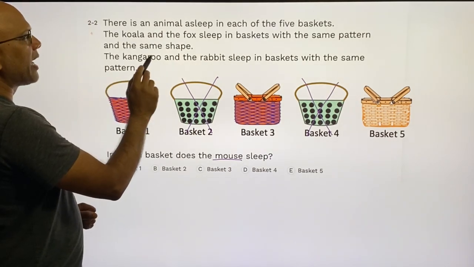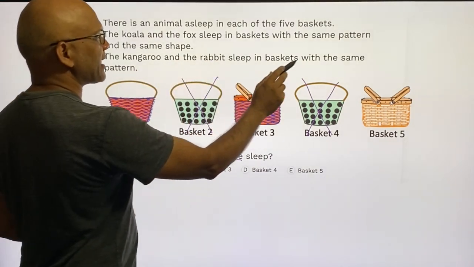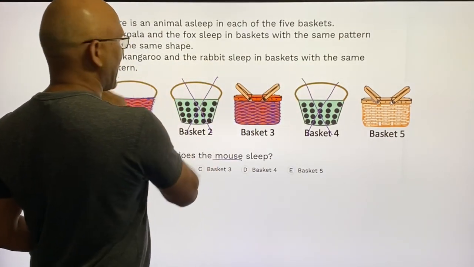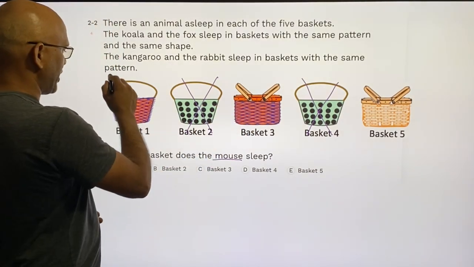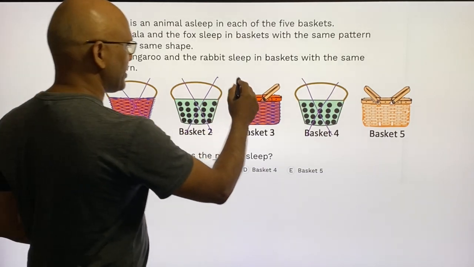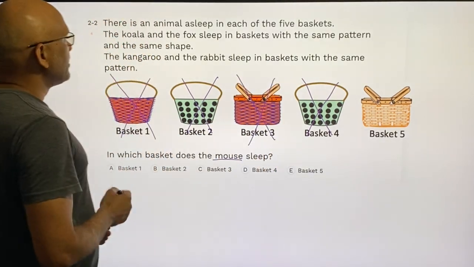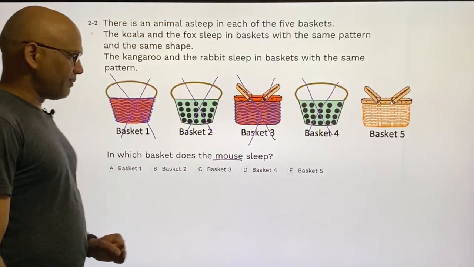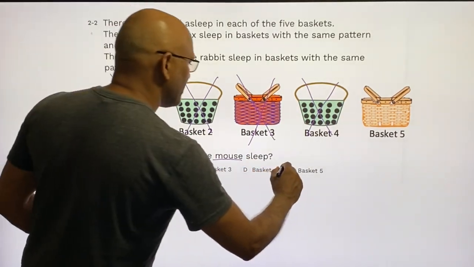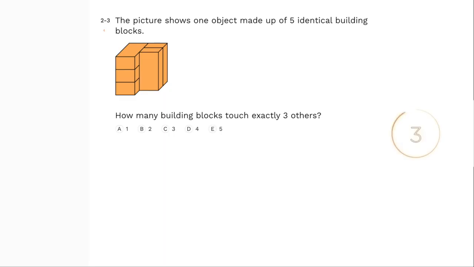All right, the kangaroo and the rabbit sleep in baskets with the same pattern. So I can see the same pattern here, basket 1 and basket 3. So this cannot be it. Right? So the only one that is remaining is basket 5. So basket 5 is the correct choice here.